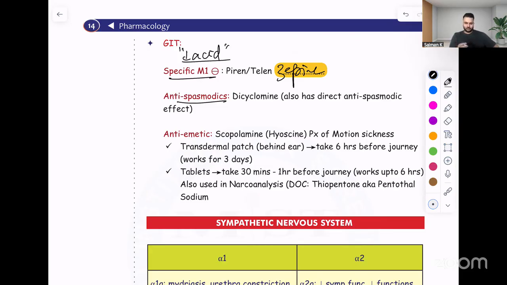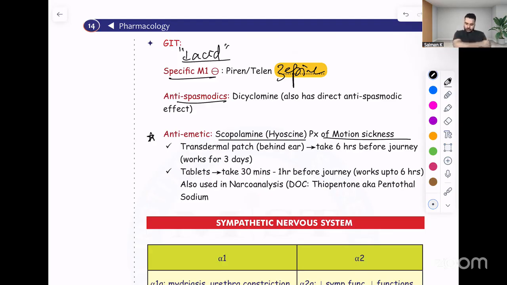Antispasmodic, not that high yield for exam. I can say antiemetic. This is important. Scopolamine or hyoscine happens to be the drug of choice for motion sickness. Is that clear enough to all of you?